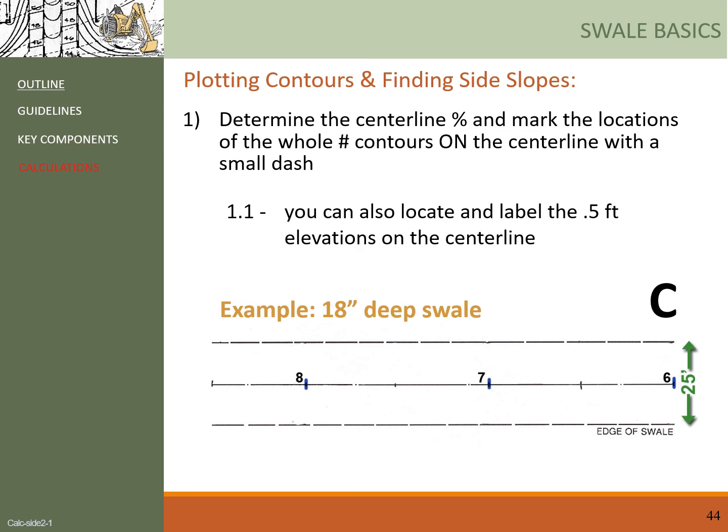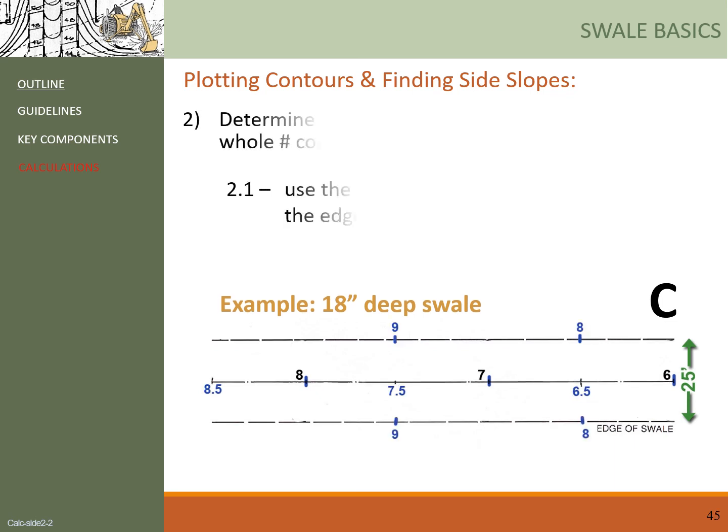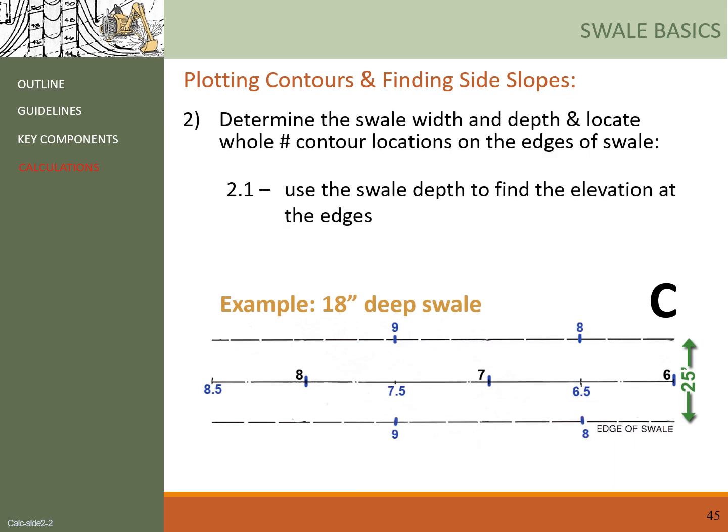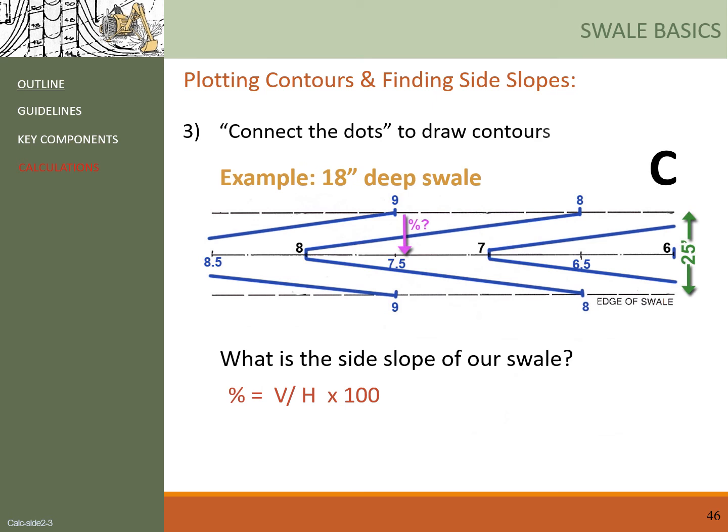So again, our first step is to locate and label the 0.5 feet elevations on the center line. And next, we use the swell depth of 1.5 feet to find the elevations at the edges. So those are the 8 and 9-foot elevations on the edges. And the third step would be connecting the dots, right?